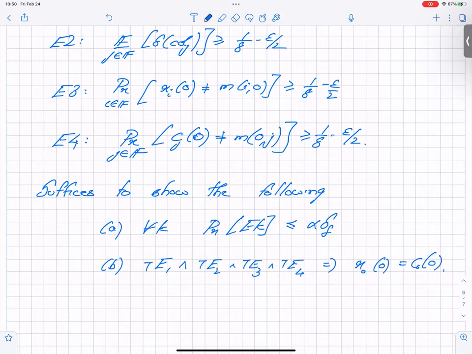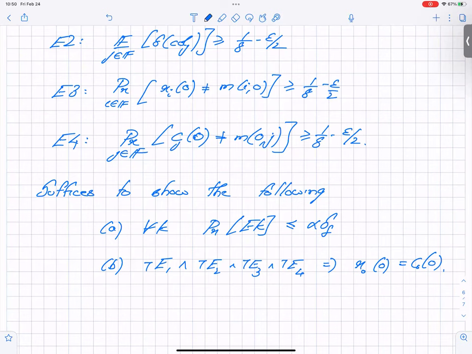Let's keep A aside. B will prove B. A is where the special choice of the surface is going to come into play. Most of the cleverness goes into A, so let's do the easy part first. So we need to prove these two.